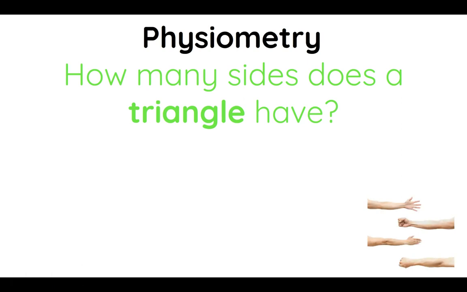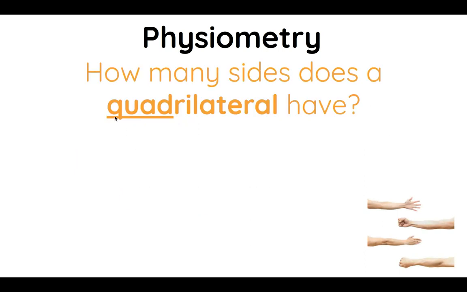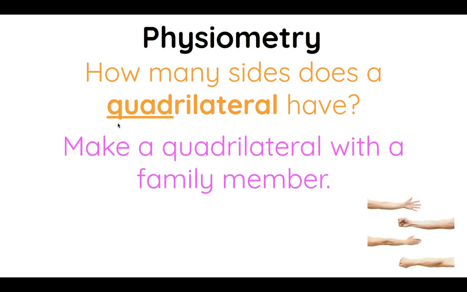Next, how many sides does a triangle have? That prefix tri means 3. So we have 3 sides. I want you to make a triangle using your arms with a family member. What about a quadrilateral? How many sides does a quadrilateral have? The prefix quad means 4. Go ahead and make a quadrilateral with a family member. If you don't have a family member around, see if you can make a quadrilateral on your own, either with your arms or with your fingers.